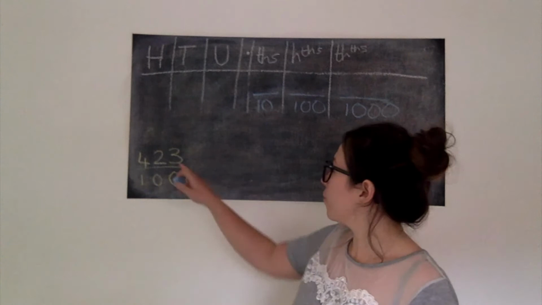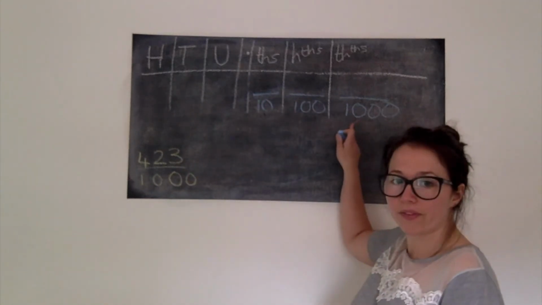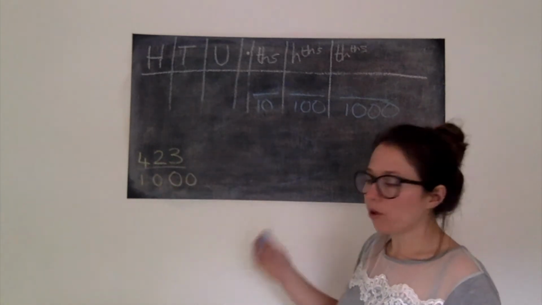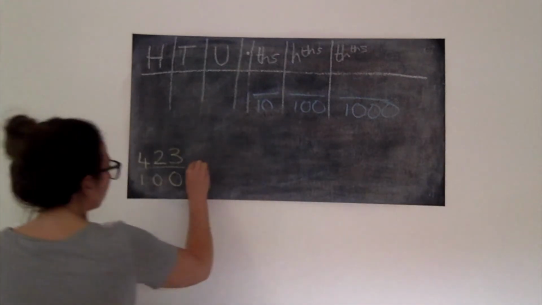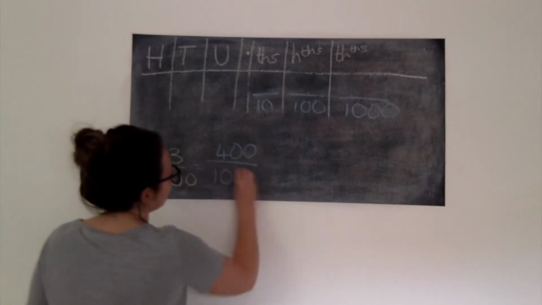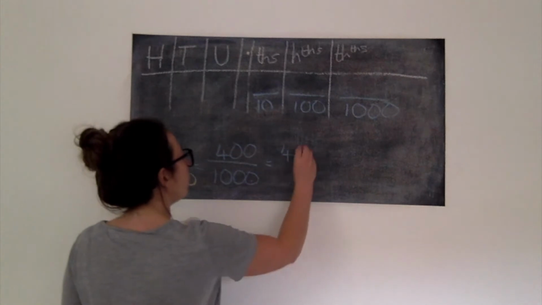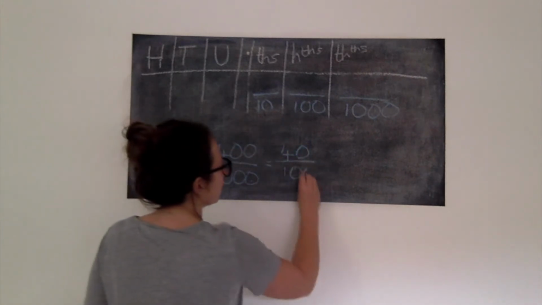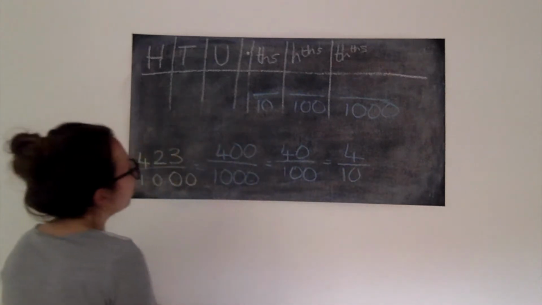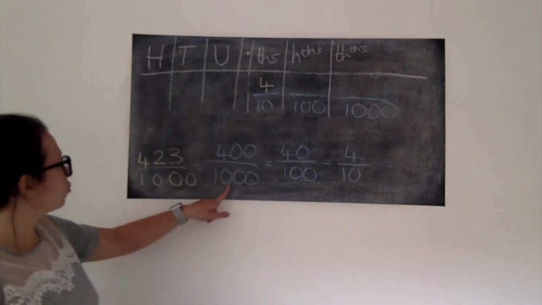Now let's think about a 3-digit fraction, or a number to 3 decimal places. So going up to our thousandths. If we had 423 thousandths, how can we partition this? So we've got 400 thousandths. Now, to simplify that, we can do it in steps. So we can go to 40 hundredths, and then simplify it again to 4/10. So I can put my 4/10 in there. So 4/10 is the same as 400 thousandths.